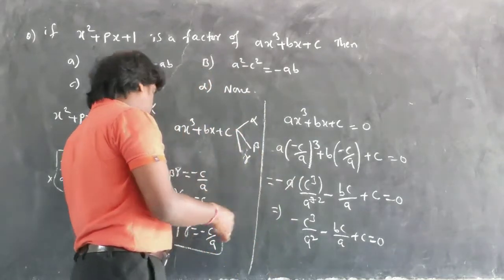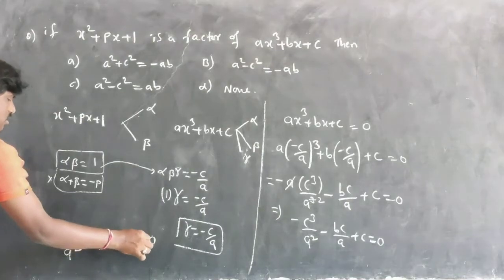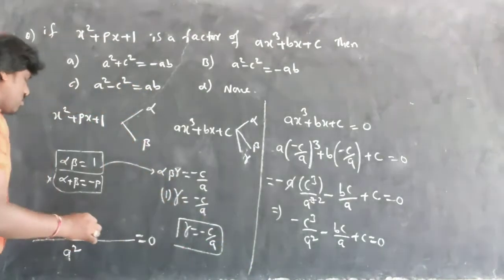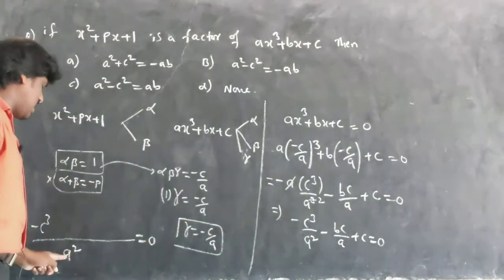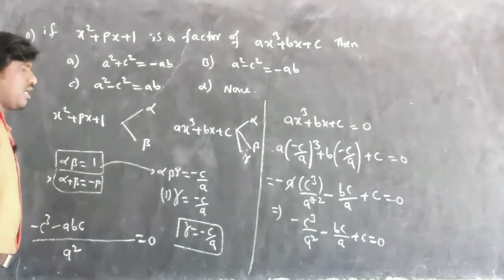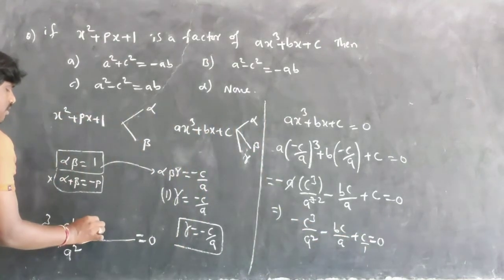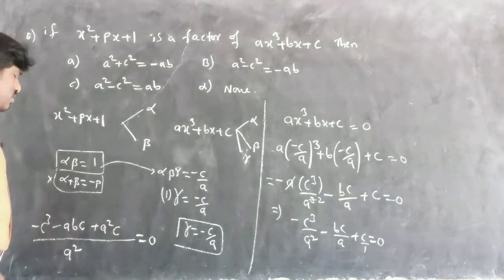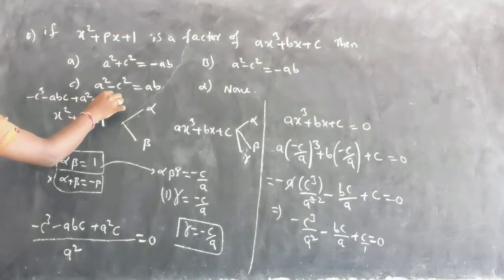Let us take the LCM of that. If I take the LCM, A square will be the LCM, that is equal to 0. I am going to get minus C cube on the top. And you have 1A here, A will A square, so 1A will multiply on the top, minus ABC. And you have nothing here, it is 1, so A square will multiply on the top, plus A square C is equal to 0. It means what I am getting here is minus C cube minus ABC plus A square C is equal to 0.